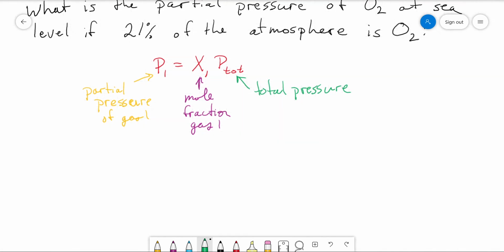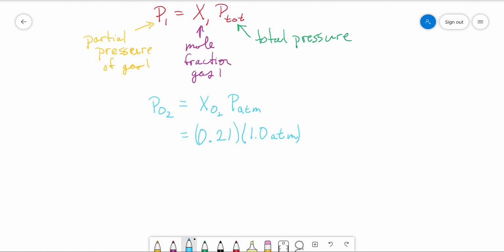Okay. So let's just solve this problem really quickly. Very, very simple problem. We're trying to find P O2. And we're given a mole fraction of O2, and then we're going to multiply it by the atmospheric pressure at sea level. Okay. So our mole fraction is just 0.21. What does that come from? That comes from the percent. Just divide by 100. And what's atmospheric pressure at sea level? Normal atmospheric pressure? It's just 1 atm. So what is the partial pressure of O2 at sea level? It's just 0.21 atm.